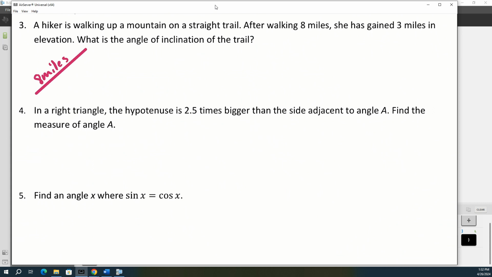So elevation is going to be vertical. This is going to be 3 miles. Forgot my M. All right, and then we make a right triangle out of that. We want to know what the angle of inclination is, or the angle of elevation, which is a more commonly used term. Looking at that angle and the sides, which trig ratio would you use?